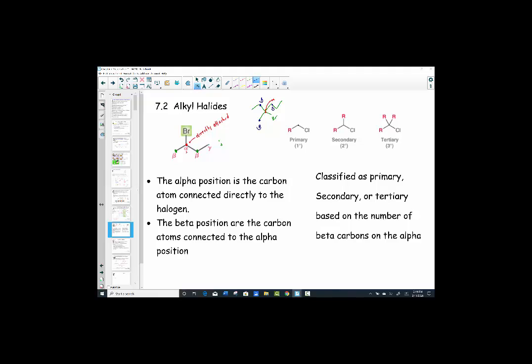You'll notice that if the alpha carbon is attached to just one other carbon, it's called primary. If the carbon that's alpha is attached to two other carbons, it's called secondary. And if the carbon attached to the halogen, which is alpha, is attached to three other carbons, it's called tertiary. And we'll see that this has no opportunity for elimination reactions because there's no hydrogen in the beta position. And so that's one of the requirements we'll learn. If I'm going to remove an H from the beta position, it has to have one there, and a tertiary alkyl halide does not.